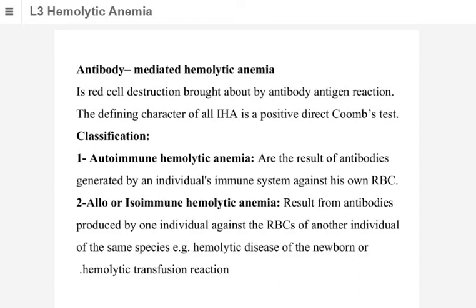We have another type of hemolytic anemia, immune hemolytic anemia, antibody-mediated hemolytic anemia. It is red cell destruction brought about by antibody-antigen reaction. The defining character of all immune hemolytic anemia is a positive direct Coombs test. Classification of immune hemolytic anemia: either autoimmune hemolytic anemia, resulting from antibody generated by the individual's immune system against his own red cells, or the other type, allo- or isoimmune hemolytic anemia, from antibodies produced by one individual against the RBC of another individual of the same species.